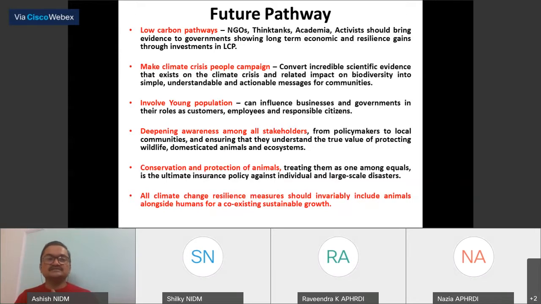Then the young population is very, very important. If we involve them in these activities, then they can influence businesses where they work. They can influence government if they are government servants, in their roles as customers, employees, and responsible citizens, so that animal protection can be given the due importance that it should be given.